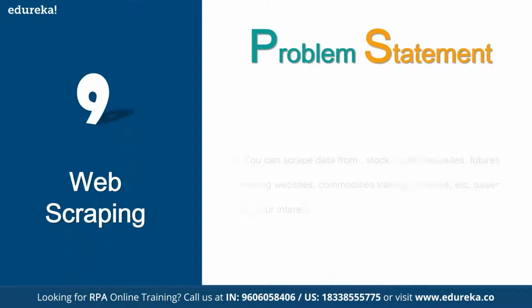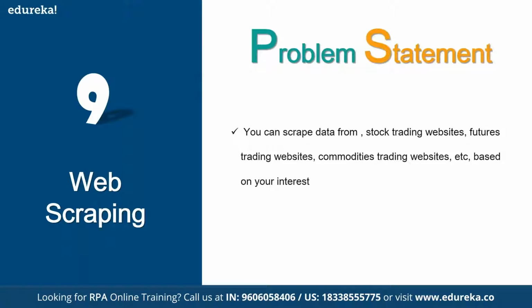So the problem statement here: you can scrape the data. Some examples are stock trading websites, commodities trading websites, or any e-commerce website like Amazon or Flipkart. Suppose you have Apple iPhones, and you want to extract the data for all the Apple iPhones available on Flipkart. Just an example. Don't ask me why I need to extract the Apple information from Flipkart, or what the use is. I'm just quoting it as an example.